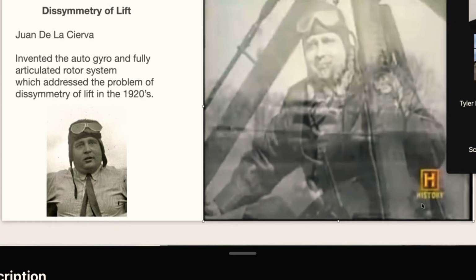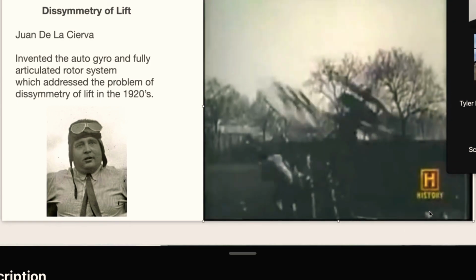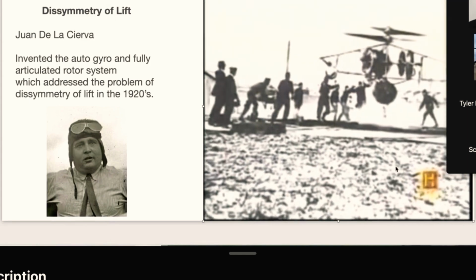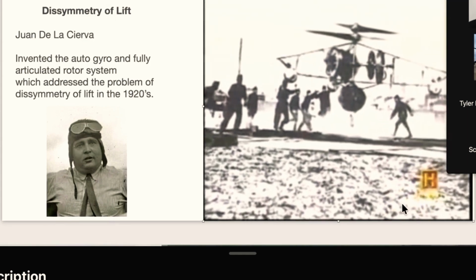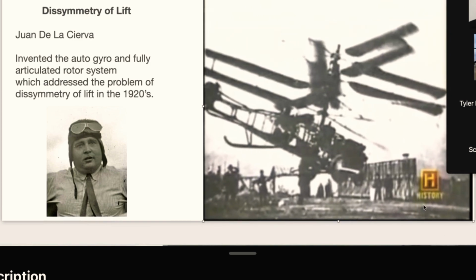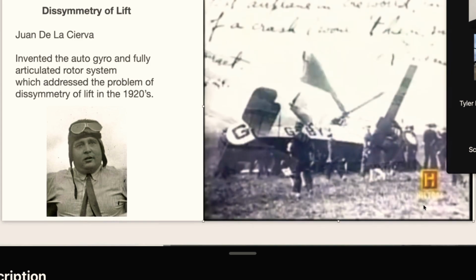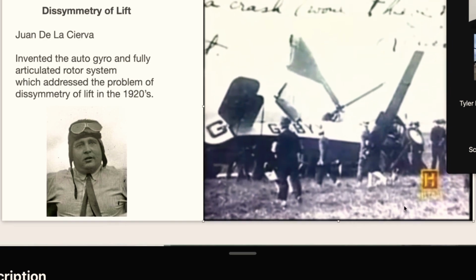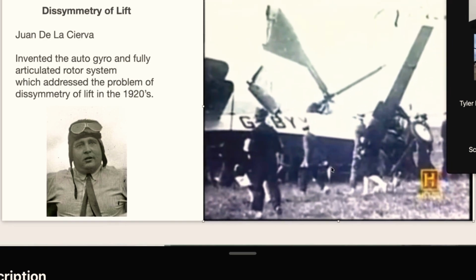So with early rotorcraft, what would happen is their rotor systems were rigid, and as we know, they would roll over.